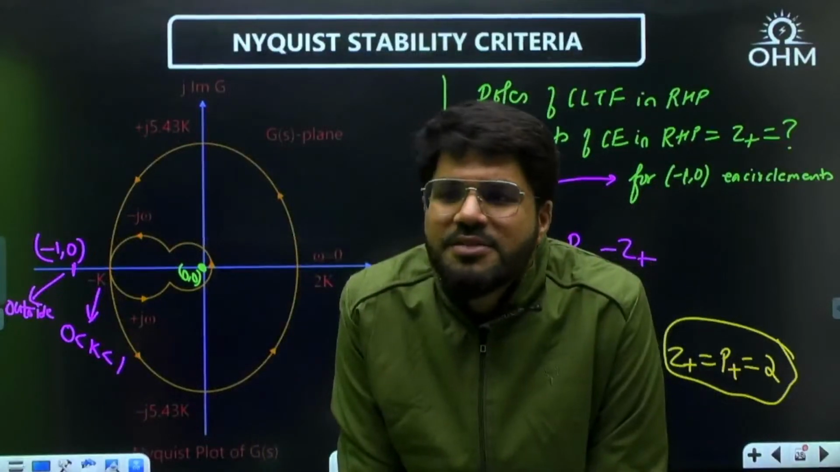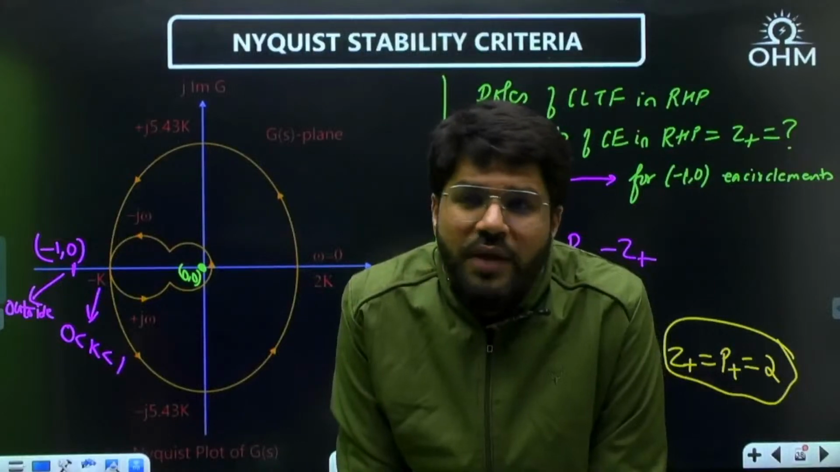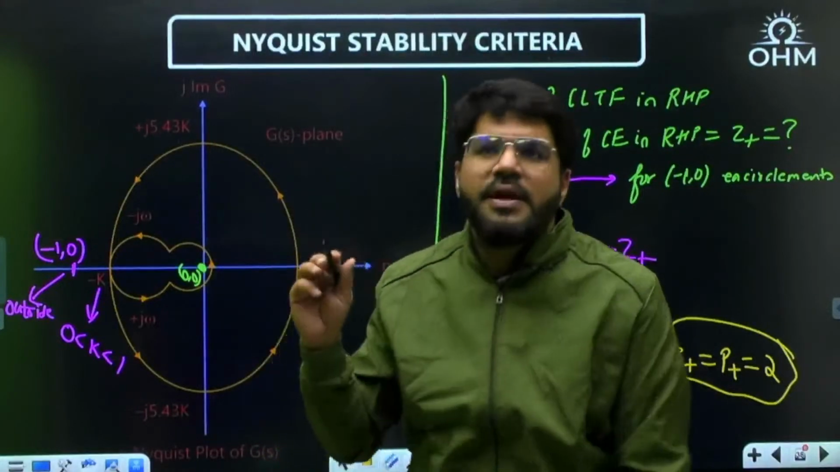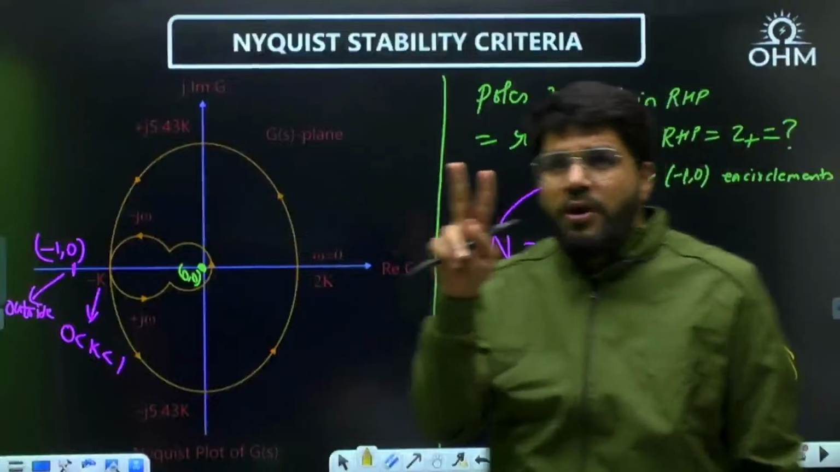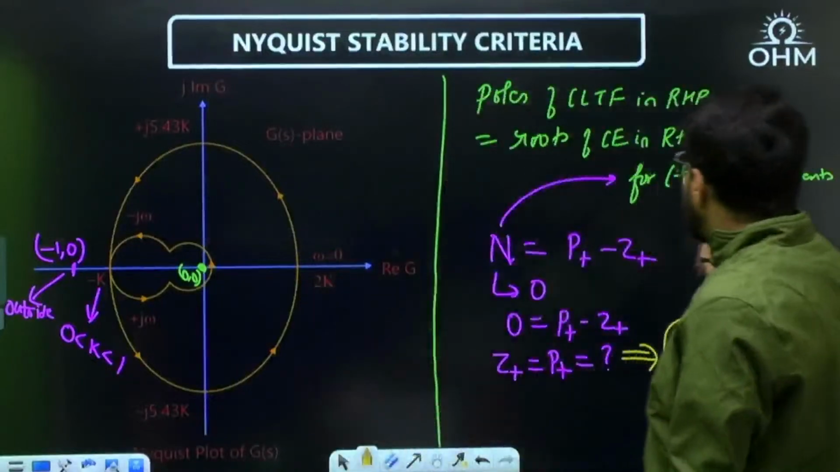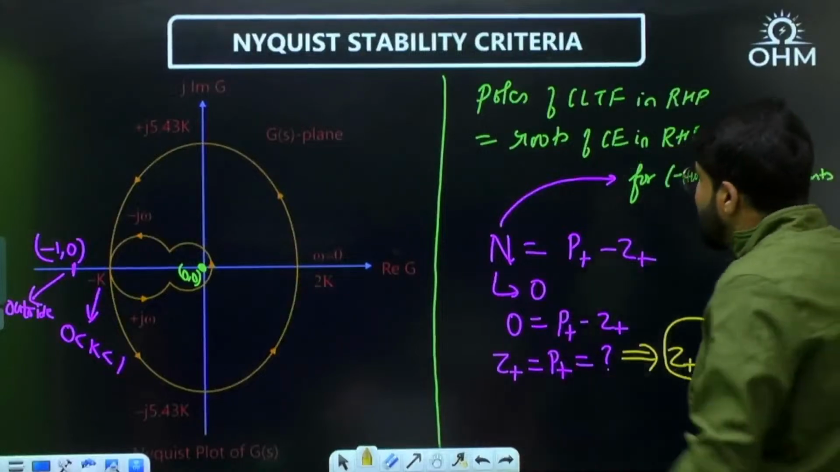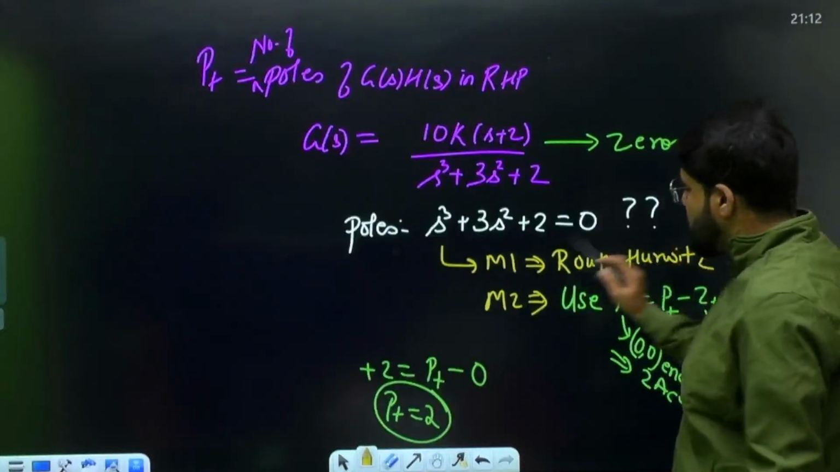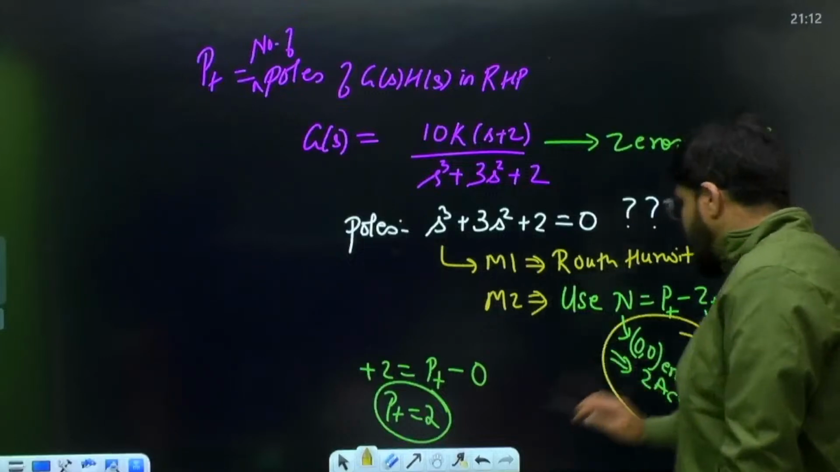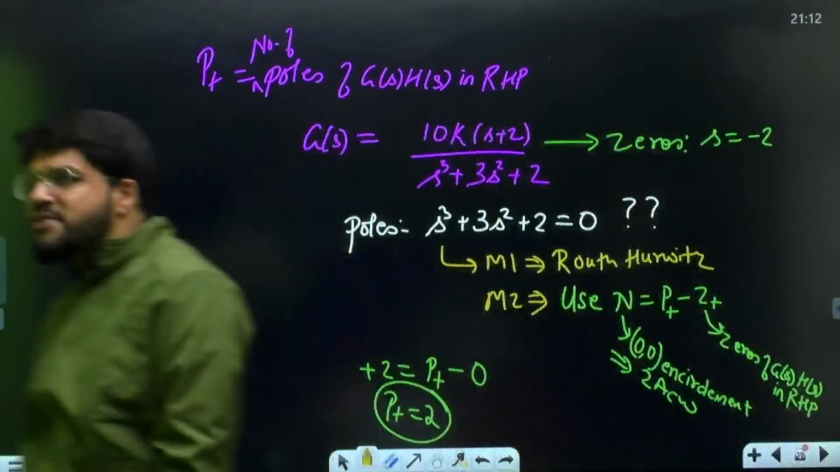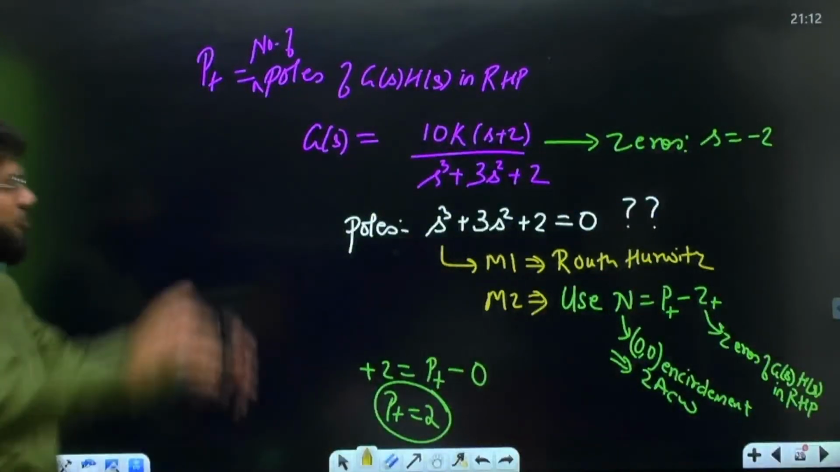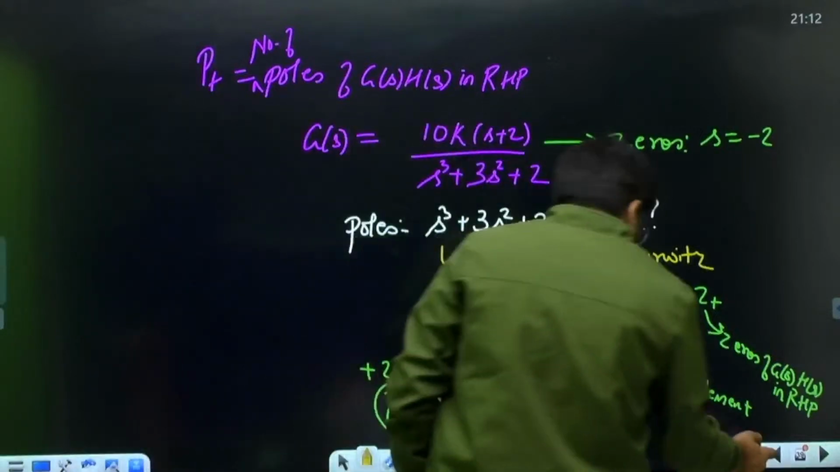I explained this method through the Nyquist plot so that the concept hits in the brain. I have used 2 points here, N equal to P plus minus Z plus. First, I used the -1, 0 encirclement, and then very smartly, I also used the 0, 0 encirclement. Now forget everything.